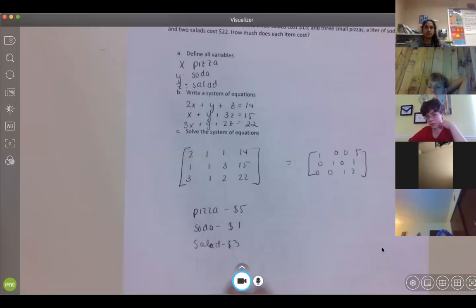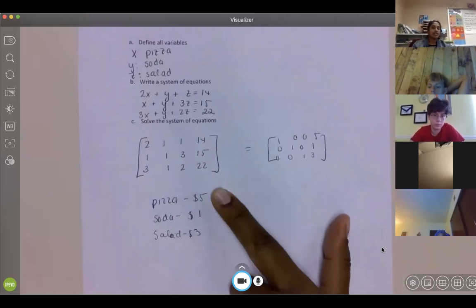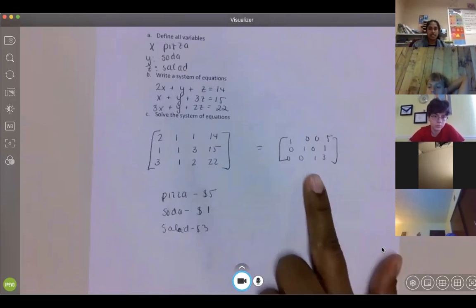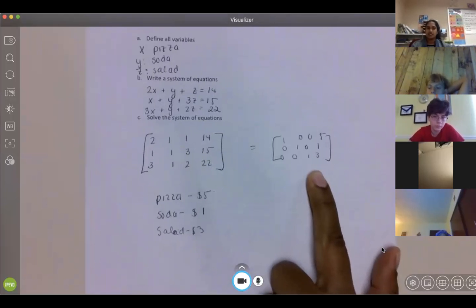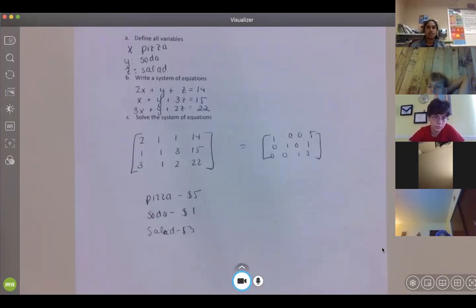So here's what you should have gotten for part A, part B, and part C. Depending on how you defined your variables, like Ida, for example, I know you defined your variables differently, so your equations might look different than mine, which is fine. But if you did define your variables as X was pizza, Y was soda, and Z was salad, then you should have gotten the 3 systems of equations. Put this as your matrix. When you solve your matrix, you end up getting this in your calculator, and that's how Noah got pizza's $5, soda's $1, and salad is $3. Any questions about that?